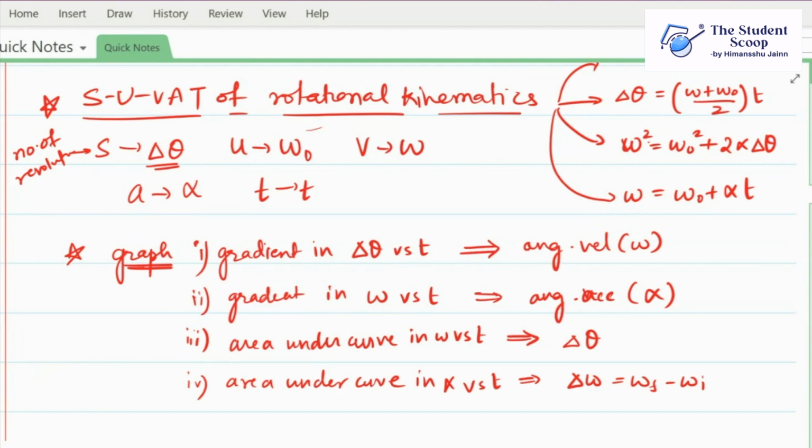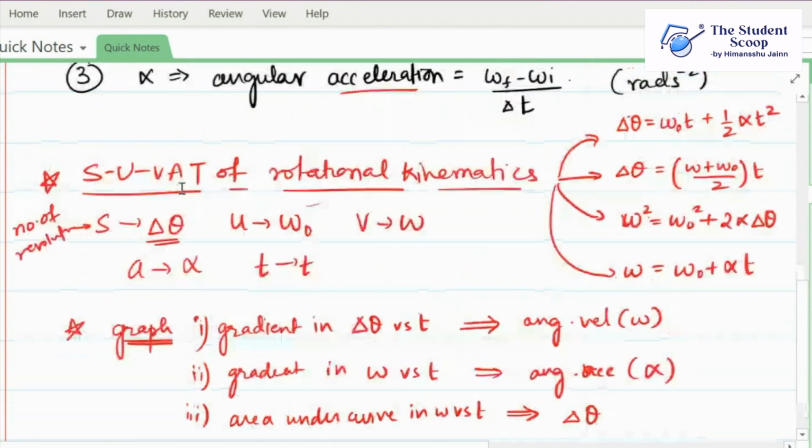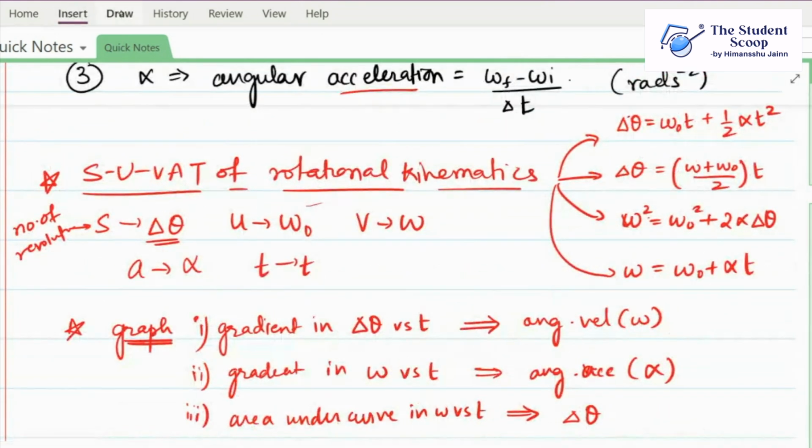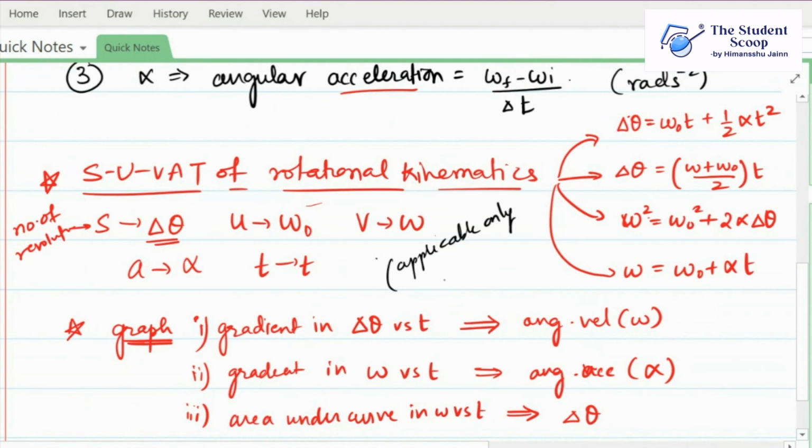The second thing that we need to know is that these equations are only applicable if alpha is constant. You won't be able to apply them if alpha is not constant.